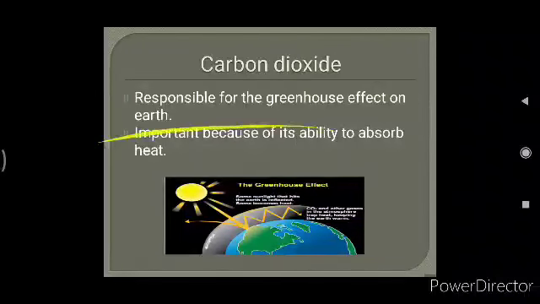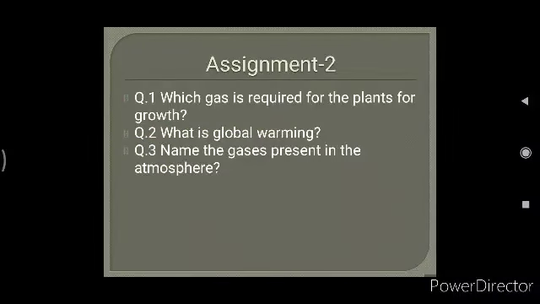Now based on today's video, I am giving you a small assignment. Question number 1. Which gas is required by the plants for growth?